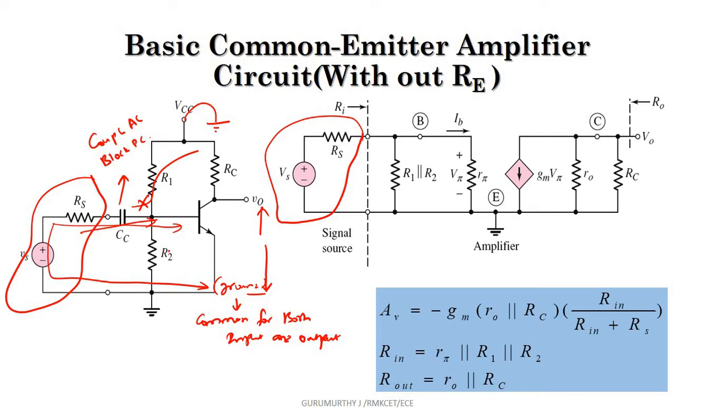Both R1 and R2 will appear to be in parallel. Why? Because the other end of R1 has been grounded. When we consider AC analysis, DC should be made equal to 0. So it appears to be in parallel. So R1 and R2 are in parallel.